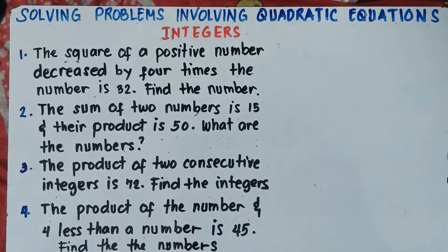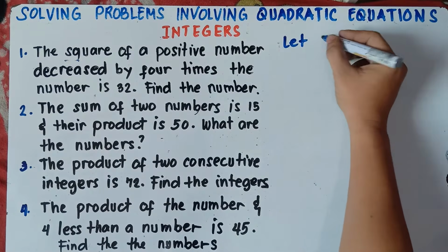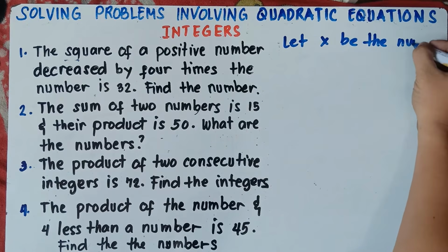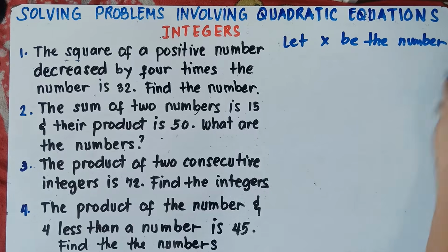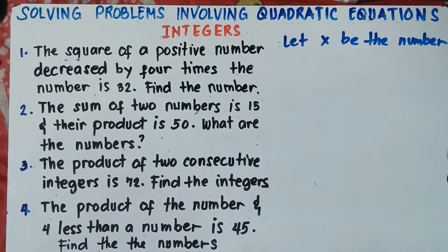So let's start with number 1. The square of a positive number decreased by 4 times the number is 32. Find the number. Now since we don't know the number, we let x be the number. For number 1, class, we simply convert this mathematical statement into a mathematical equation.